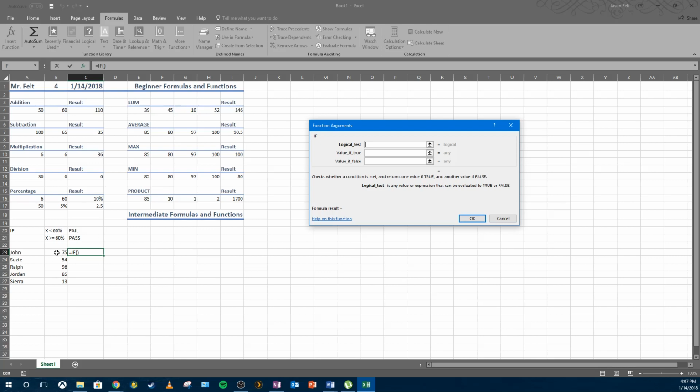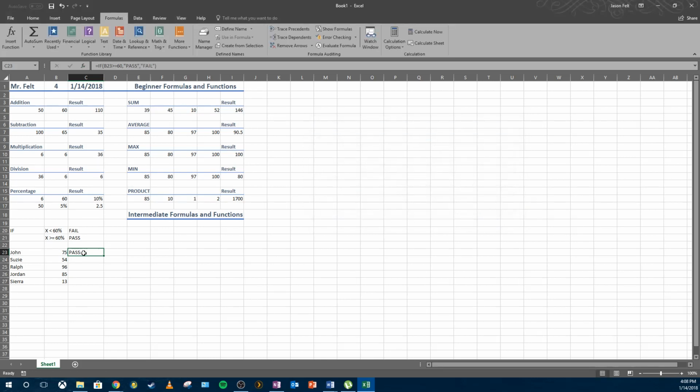So if B23 is greater than or equal to 60, it'll say, oh, okay, it's true. We're going to put in pass, fail. So if it's true, it'll return as pass. If it's false, it'll go to fail. So we're going to go ahead and fill that formula down, and you'll see that 2 people failed my class.